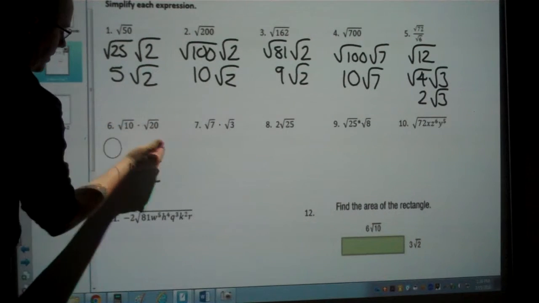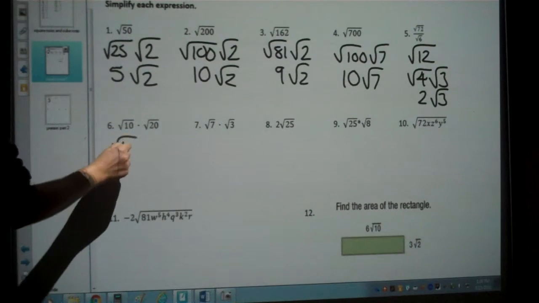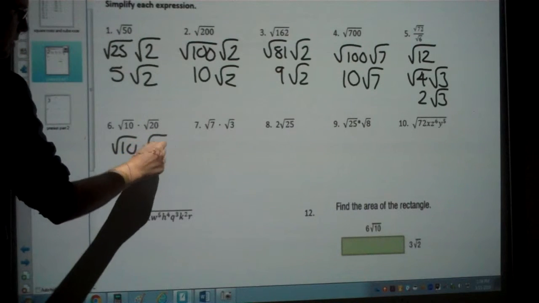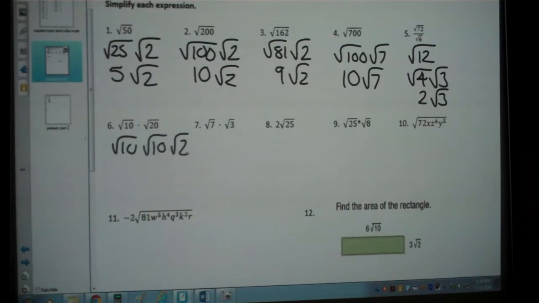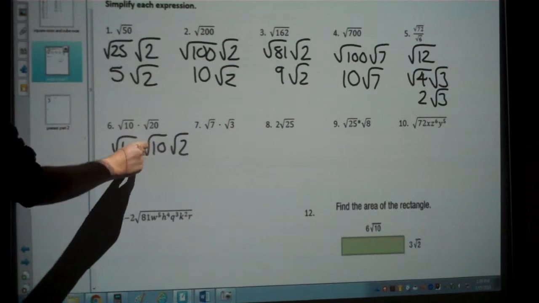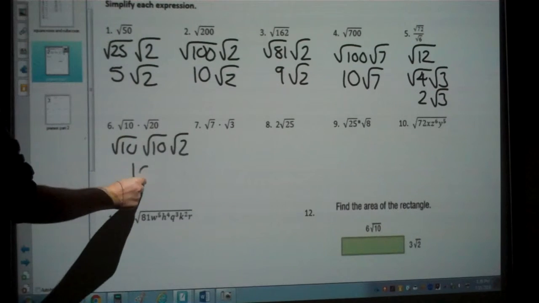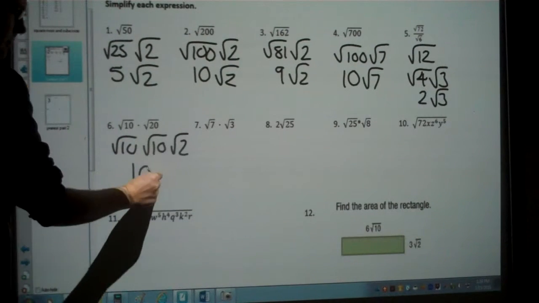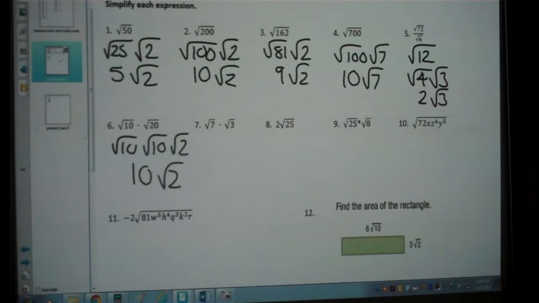If you want to know the other way of doing that question, then I could split this up and notice that it can be written as 10 and 2. Now normally I say don't do this because 10 isn't one of the numbers that's on our square root list. But if we have two square roots that are the same and multiply them, then we just get 10. And that would also be the answer that we had a second ago as well.